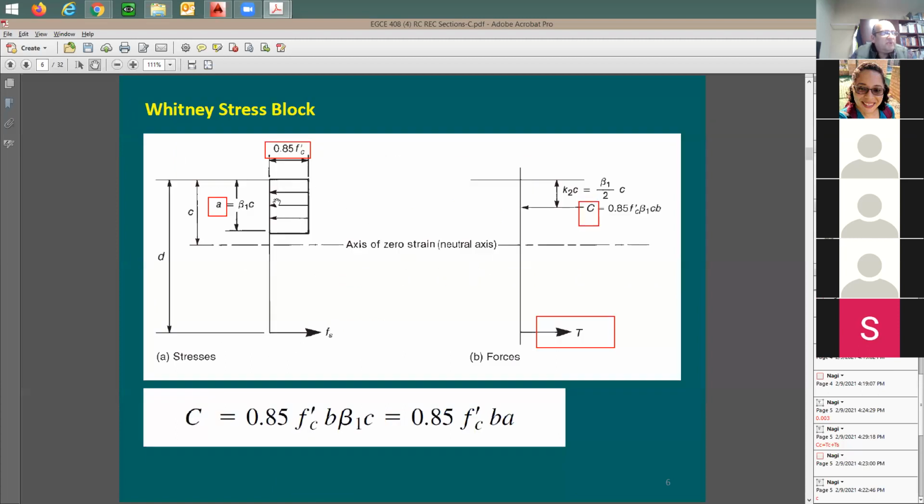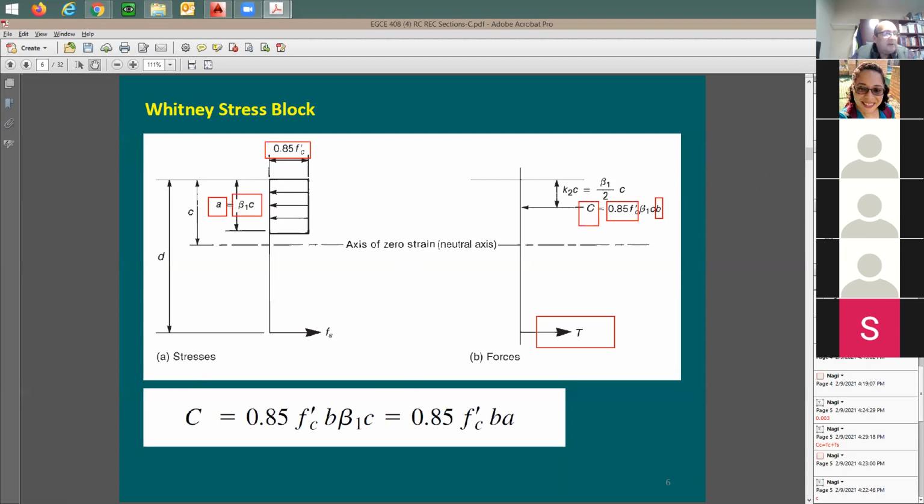Now, how much is this force? This C is gonna be equal to 0.85 f'c, meaning this stress on the top, multiplied by beta one times c, which means its depth, multiplied by the width b. So it makes sense, I understand where this is coming from. This equation comes from just doing integration of this stress block. So here's the equation: C, the compression force, equals 0.85 f'c.